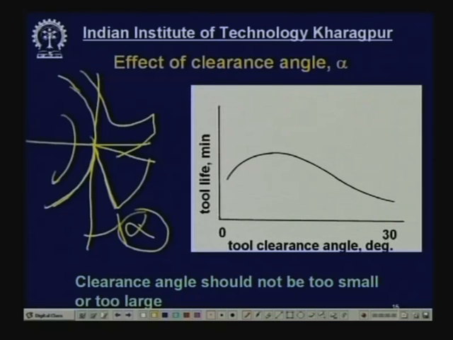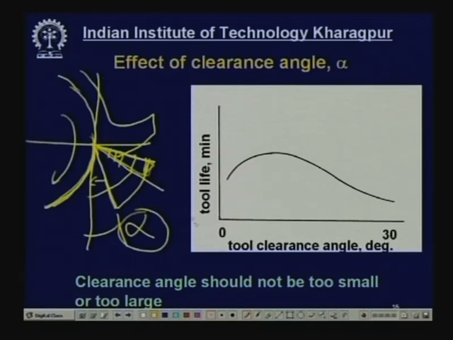Now, if this angle is very small, then this will be inadequate, insufficient to avoid rubbing, and the tool life will be reduced because of the rubbing action. A lot of flank wear will take place, and the quality of the surface will also be damaged because of the rubbing action. If the angle is too large, then the tool becomes very thin, and it will be very weak thermally as well as mechanically. So, the life will be reduced and the tool may break.